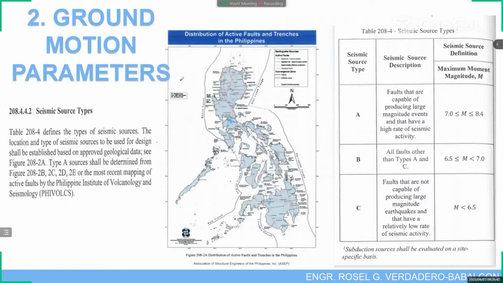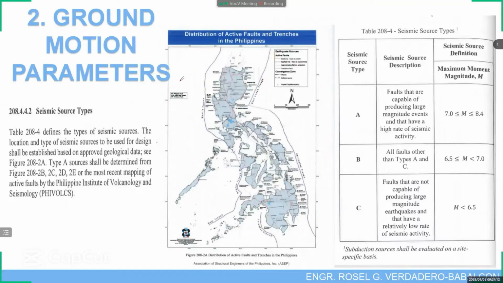Now, for the seismic source types, we need to identify the nearest fault line in our site location, and we need to identify the maximum moment magnitude that fault line produced in the past or based on history. So we can identify the seismic source type of the nearest fault line near our site location. So we have three seismic source types. We have seismic source type A, B, and C.